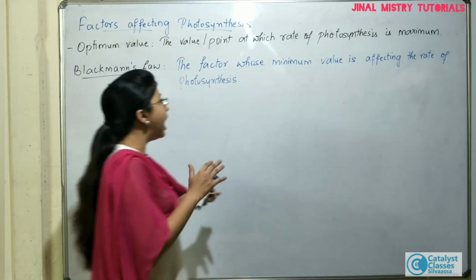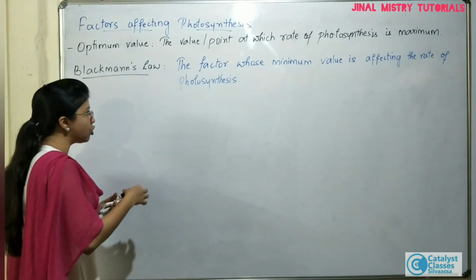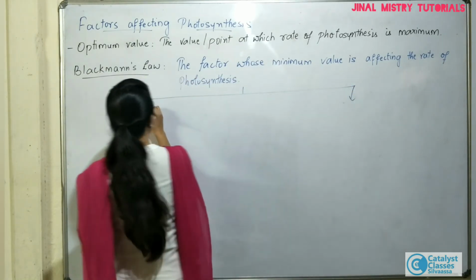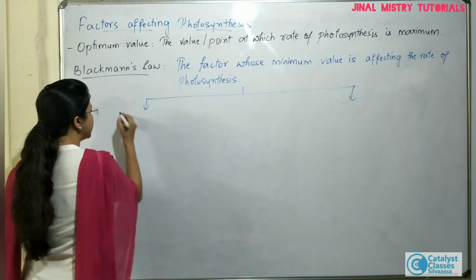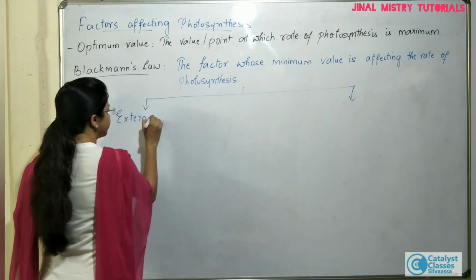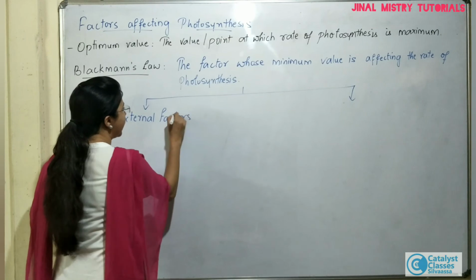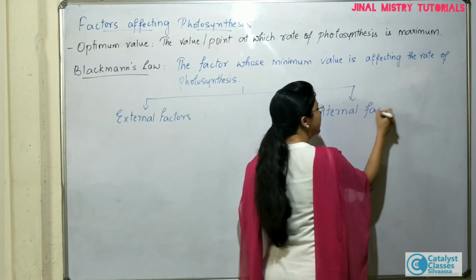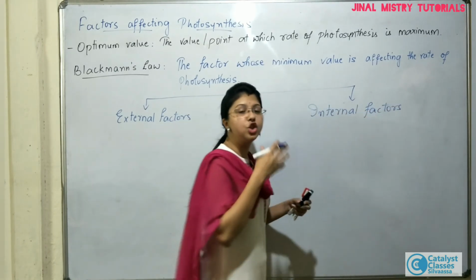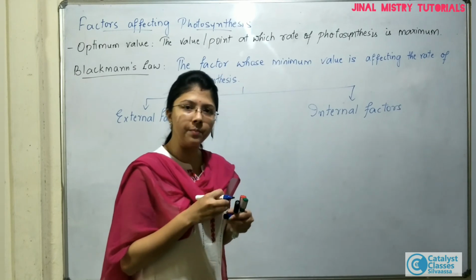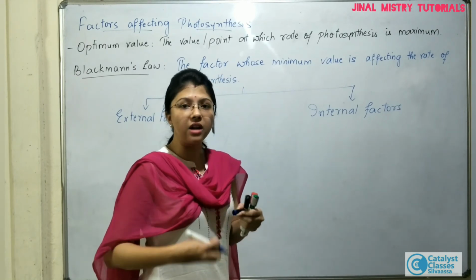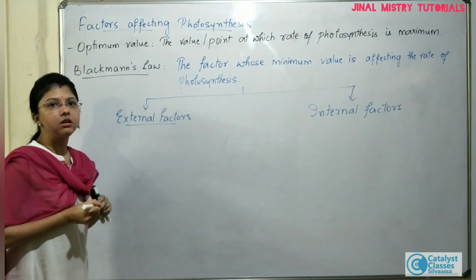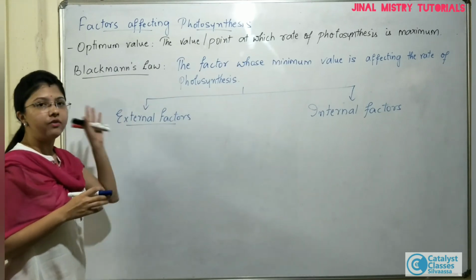So let us see how these factors are going to affect the rate of photosynthesis. As I said, there are two different kinds of factors which affect the rate of photosynthesis. They can be classified as external factors and internal factors. Internal factors are the ones inherited from the parent plants, the genetic predisposition already present in the plants, and the way in which the plant is growing.